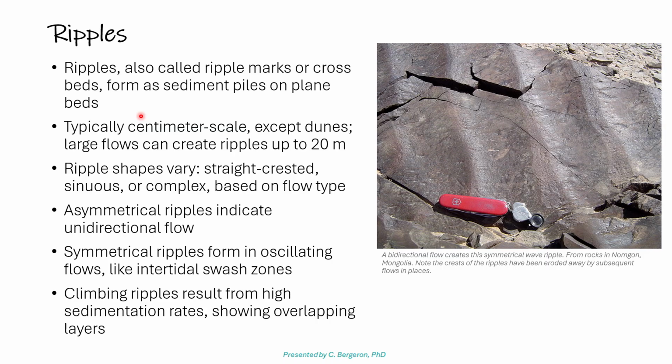A lot of times, your ripples or your dunes at least will be asymmetrical, right? Ripples can also be asymmetrical. When you see asymmetrical ripples, that tells you that the flow direction was in one direction. When you see ripples that are symmetrical, that means that flow went back and forth. There was an oscillation between flow in one direction and then in the other, and you get the creation of ripples that are symmetrical.